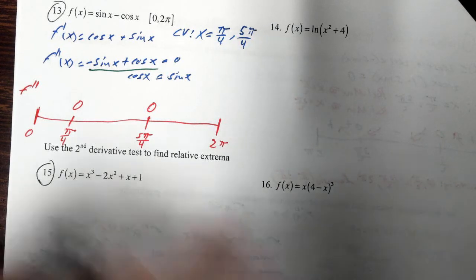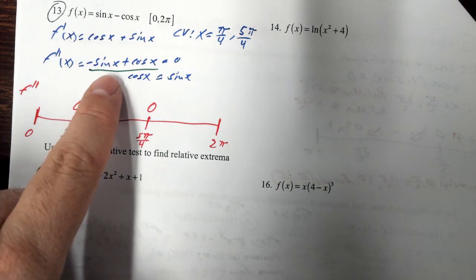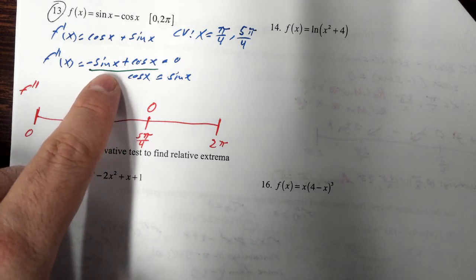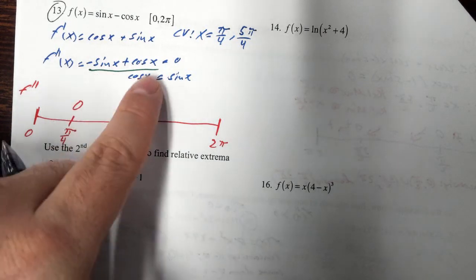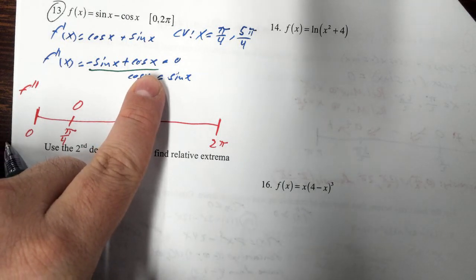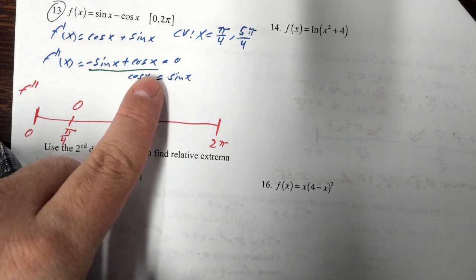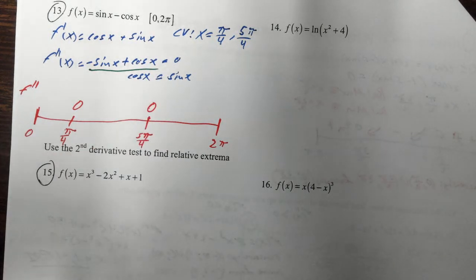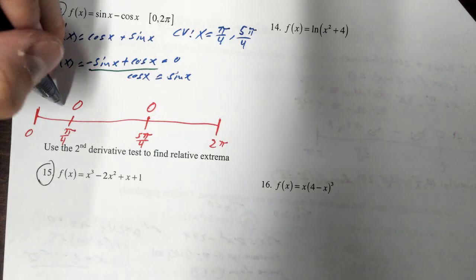okay, we could pick like pi over 6. Sine of pi over 6 is 1/2. So we have a negative 1/2 and then a positive square root of 3 over 2, which is going to be positive because square root of 3 over 2 is bigger.